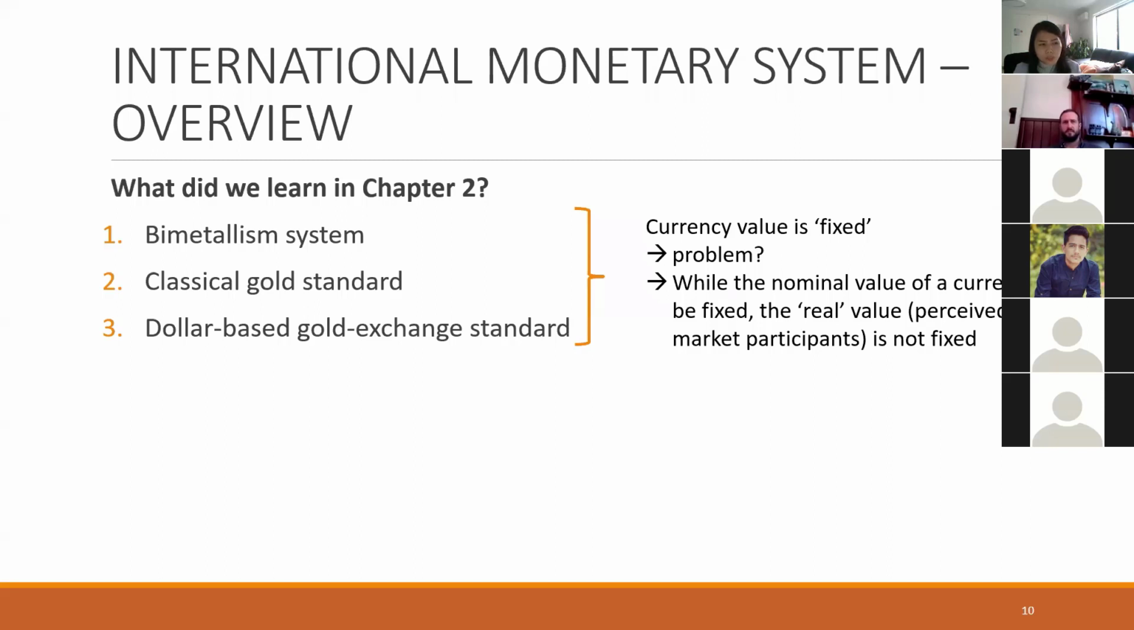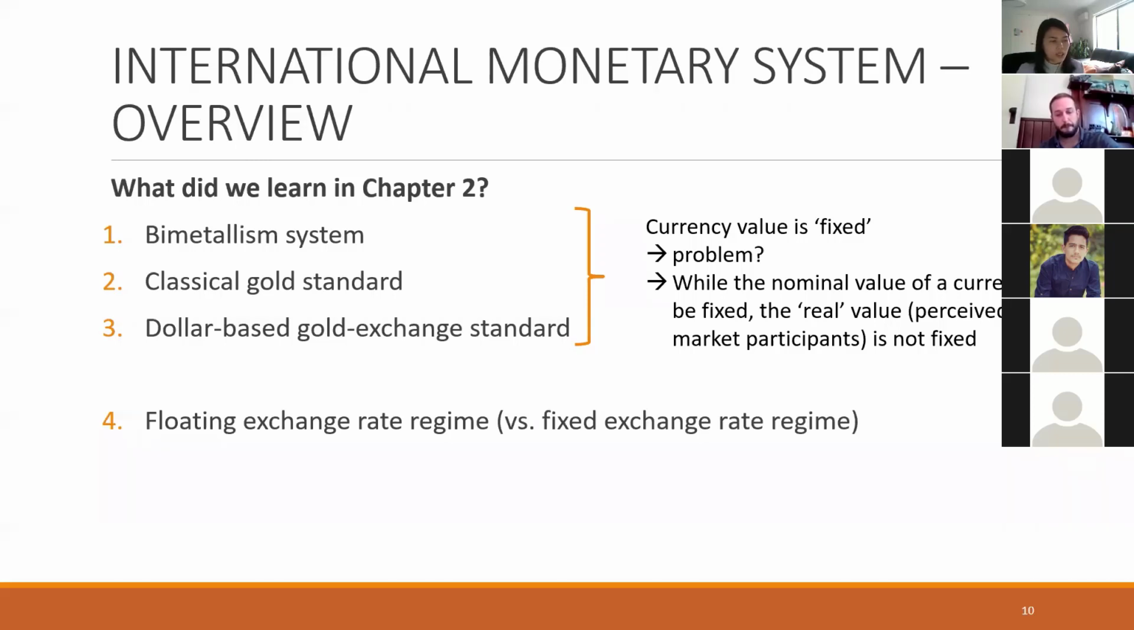So whenever there is a discrepancy between the nominal value and the real value of a financial asset, this is when people speculate, okay? This is when markets speculate, and this is when there is potential for crisis. For example, if you look at the Asian currency crisis in 1997, one of the contributors of the crisis was because the Asian currencies were fixed at that time. So when the Asian economies became weaker, their real currency value was actually lower than the fixed value, okay? And that was when the market speculated.